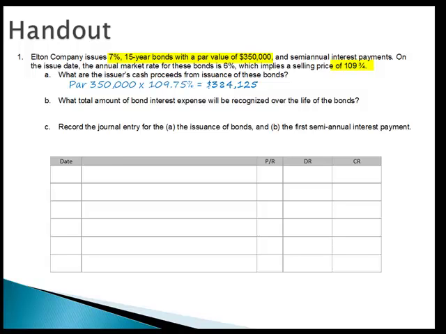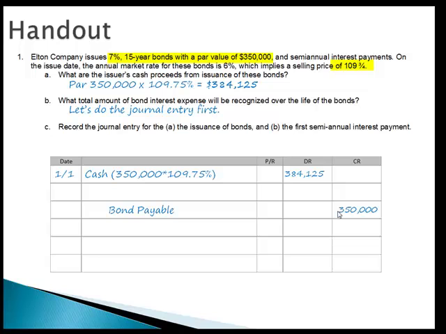B says, what's the total amount of bond interest expense? I'm going to table this conversation until we do the journal entry, because once you do the journal entry, you can answer B very easily. So the journal entry for the issuance of the bonds: we've already calculated the amount of cash we're going to receive, 350 times the percentage, 384,125. What do we have to pay back? Our bond payable is recorded for 350. The difference is our premium. Premium on bond payable, 34,125.